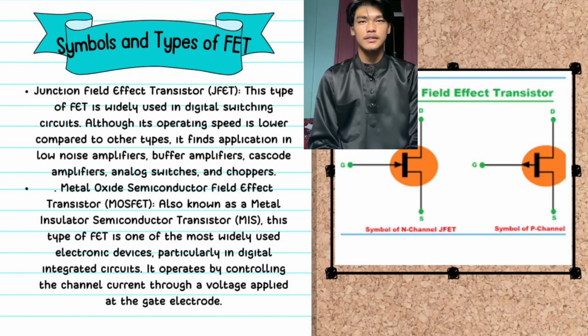The second one is the metal oxide semiconductor field effect transistor, MOSFET, also known as the metal insulator semiconductor transistor, MIS. This type of FET is one of the most widely used in electronic devices, particularly in digital integrated circuits. It operates by controlling the channel current through a voltage applied at the gate electrode.